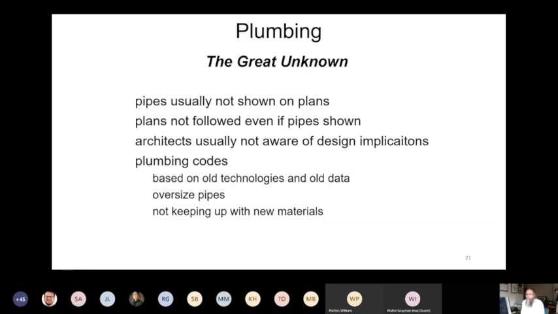The other problem with plumbing is especially in single family and perhaps more now in multifamily, pipes aren't usually shown on the plans. The architects aren't aware of the design implications. Obviously, the bigger the pipe, the longer it takes to get hot water out of the end of it. And I really want to give props to Steve and Dan and Toju for updating all this stuff, but there's still a lot to do. And I think I'm close to done here.